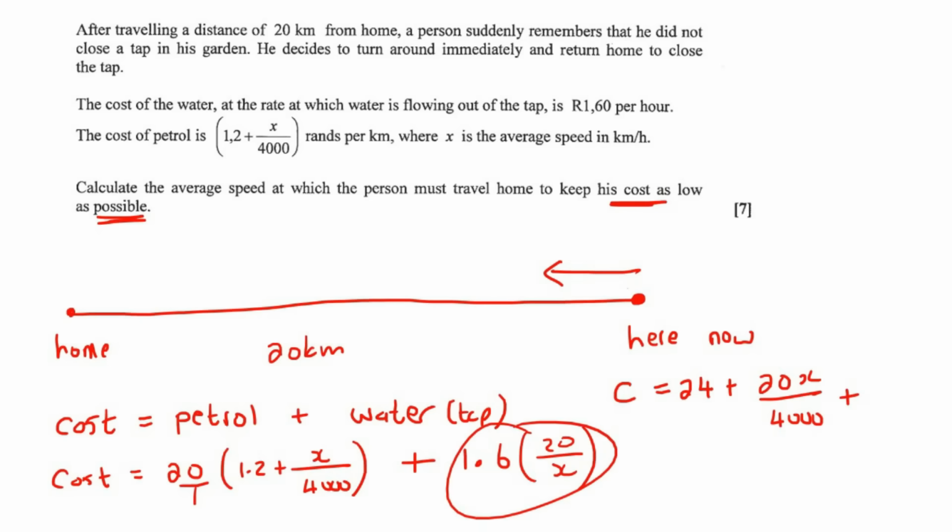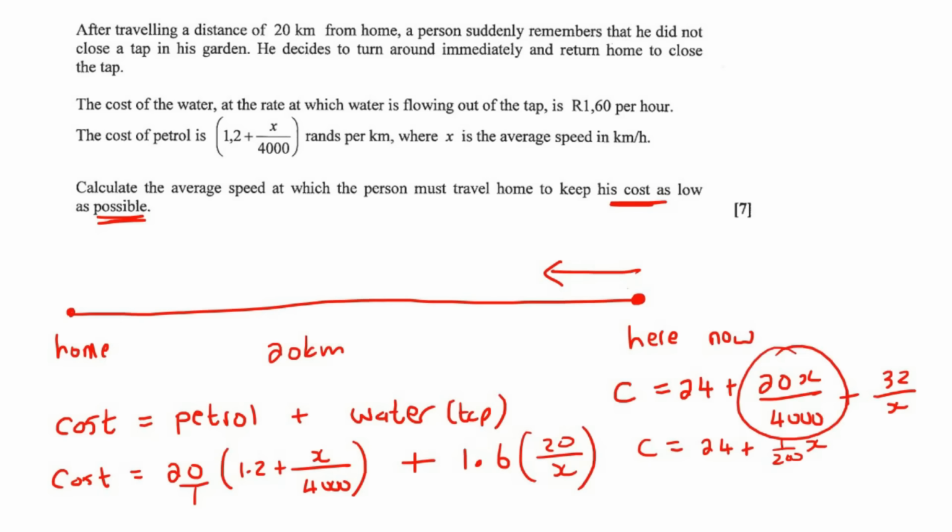Then I'm going to multiply this now, only at the top. And so that's going to be 32 over x. Right, and then we're just going to simplify a little bit more. So that's going to become 24 plus x over 200, or you can say 1 over 200 x. That's this part simplified.